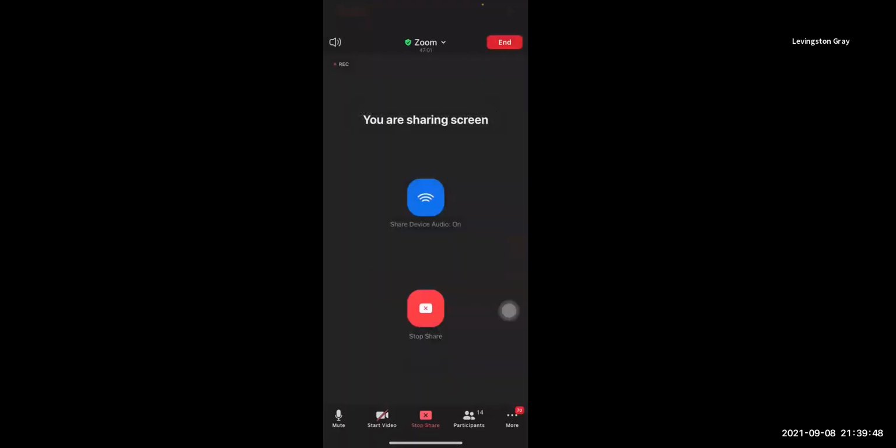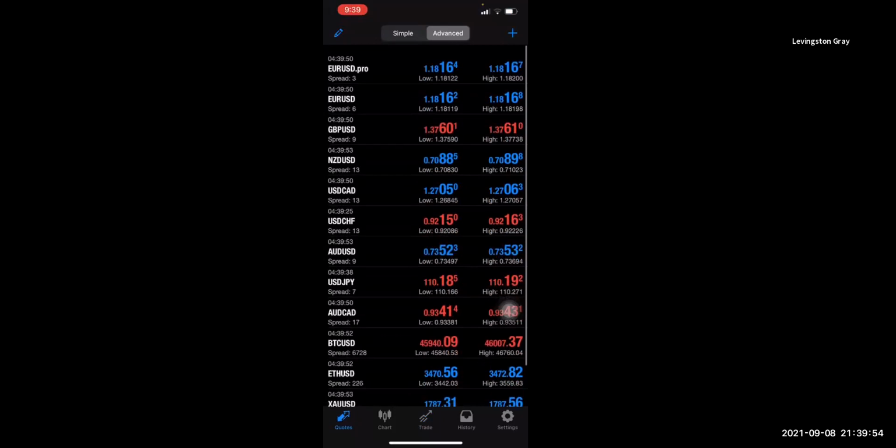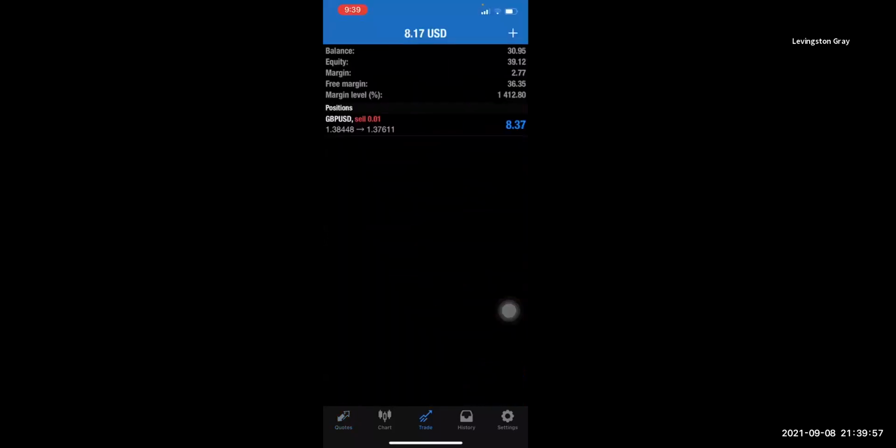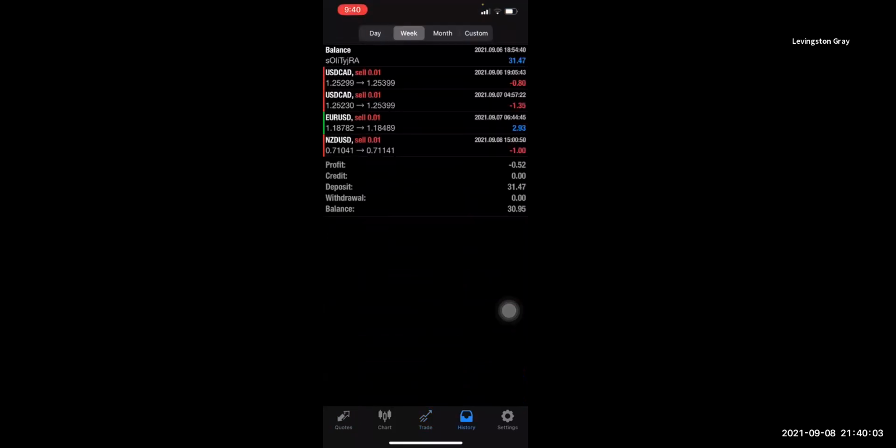I just started off a brand new account on MT4. I started off this account with about $31. Let me show everybody the history. I ain't capping. You can see where it says the balance $31.47. I took about 4 trades on this account so far: USD CAD, another trade on USD CAD, Euro USD, and NZD USD.